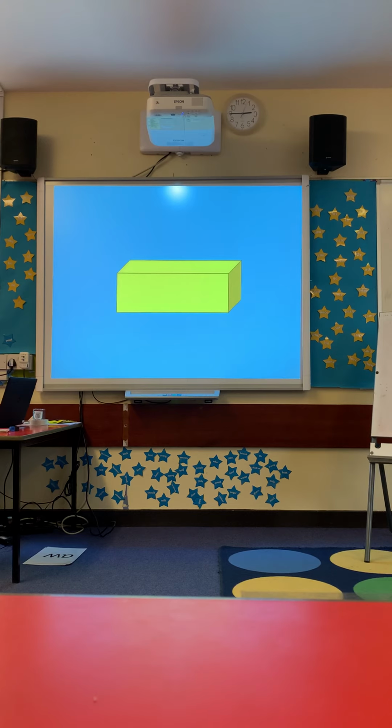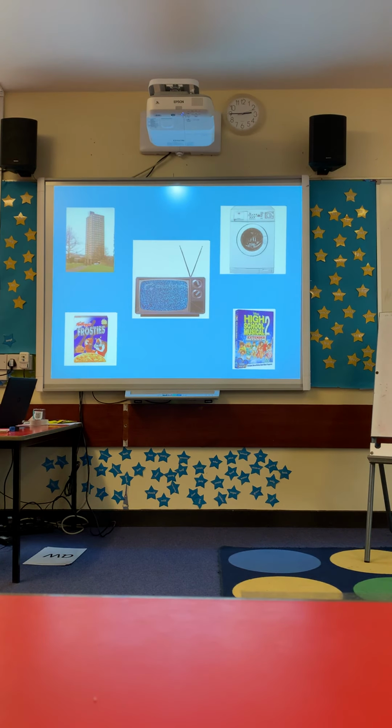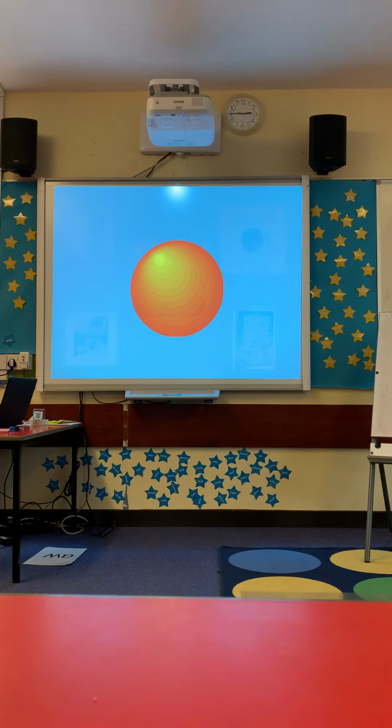What is this shape? Do you know what this shape is? It is a cuboid. Can you think of any objects which are in the shape of a cuboid? Well, here we have lots. A television, a tower block, packet of cereal.